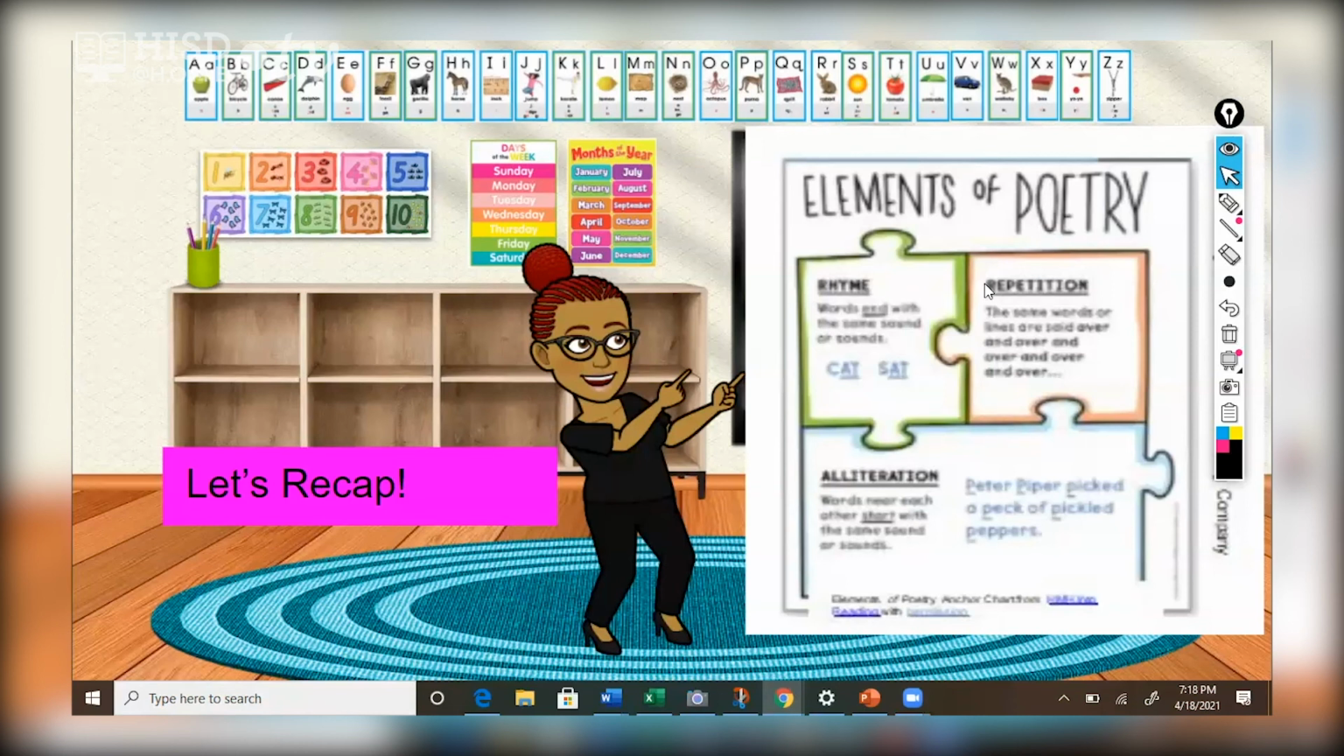Repetition. Repetition is when the same words are said again and again throughout the poem. Alliteration is when words in the same line start with the same sound, like Peter Piper picked a peck of pickled peppers. In that line, we heard the p sound repeated again and again.